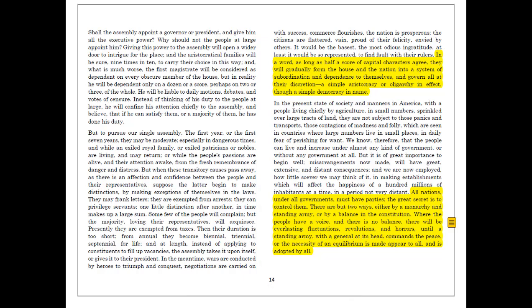And that is reflective of these foundational principles he's been trying to persuade us of since the beginning of the essay. In the final highlighted passage there in the conclusion: all nations, under all governments, must have parties. The great secret is to control them. There are but two ways, either by a monarchy and standing army, or by a balance in the Constitution. Where the people have a voice, and there is no balance, there will be everlasting fluctuations, revolutions, and horrors until a standing army with a general at its head commands the peace, or the necessity of an equilibrium is made to appear to all and is adopted by all.